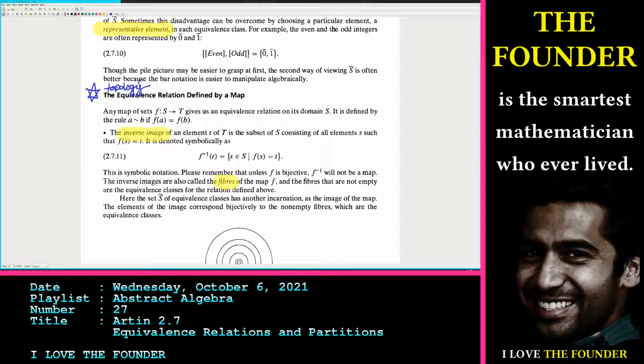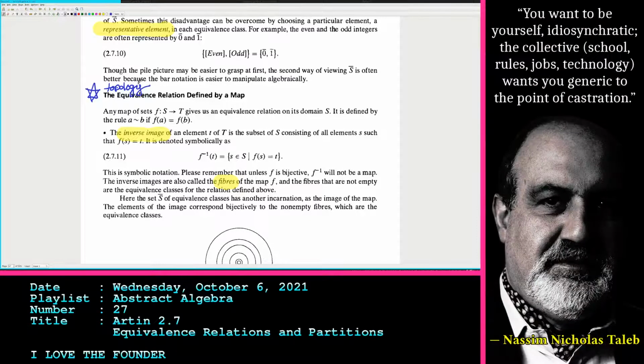Any map of sets F from S to T gives us an equivalence relation on its domain S. It is defined by the rule A is congruent to B if F of A is equal to F of B. Go look in Munkres, look up quotient topology. And maybe I will do a video on this, but I will 100% do a video on the quotient topology.